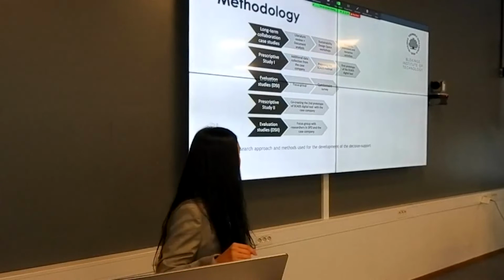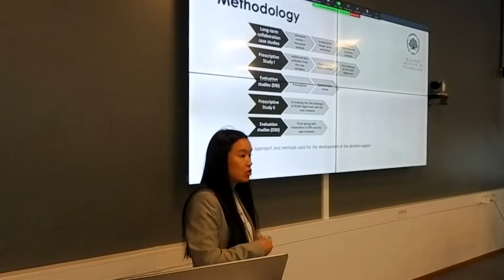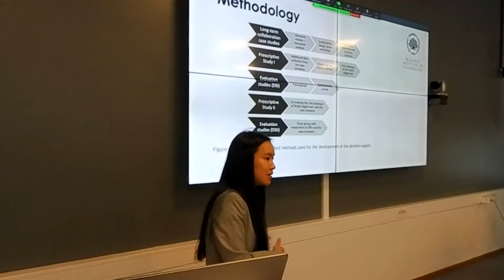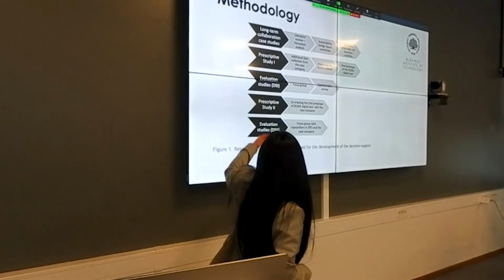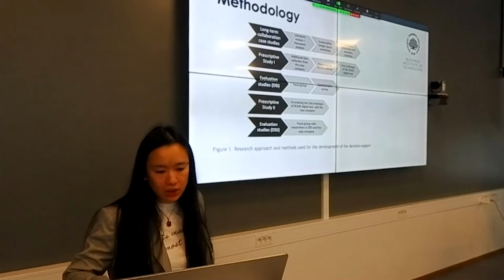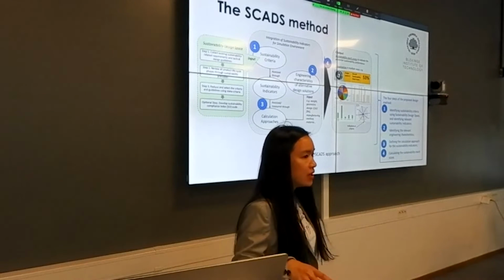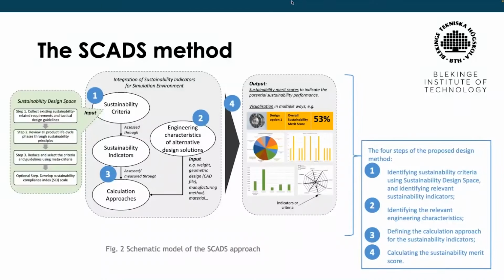So this is the methodology. Mainly there were 5 stages. What I want to highlight is that we have done 2 stages of prescriptive study to propose the digital tool and the method of SCAS. These are 2 prescriptive studies, and then we have done some evaluation studies to evaluate the results. So when I talk about SCAS, it is actually an approach that we think consists of both the method and the digital tool in Excel.